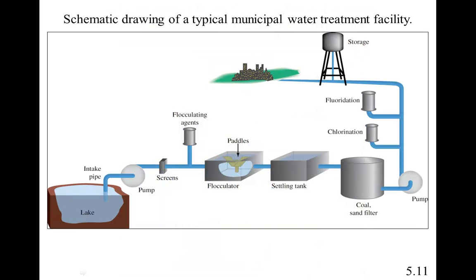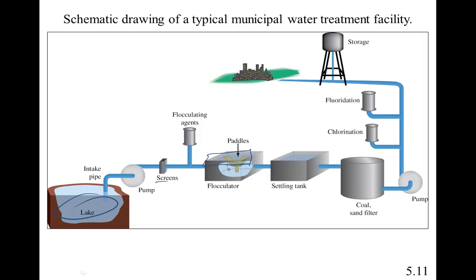I do want you to understand how we come up with drinking water. We have an intake pipe. For us, it's the Kentucky River. We have a pump that pumps water out of the Kentucky River. We have screens that screen out large objects like twigs, branches, cans, things like that. We add a flocculating agent. Now, what the flocculating agent does is it sticks to generally nonpolar substances, and it causes those substances to float to the top up here.